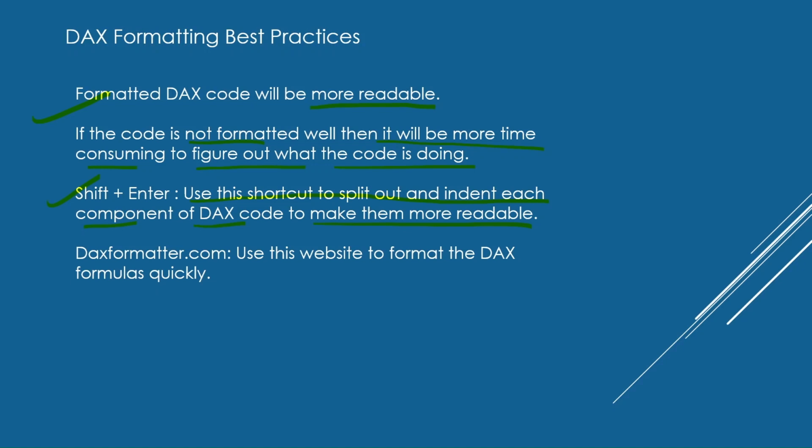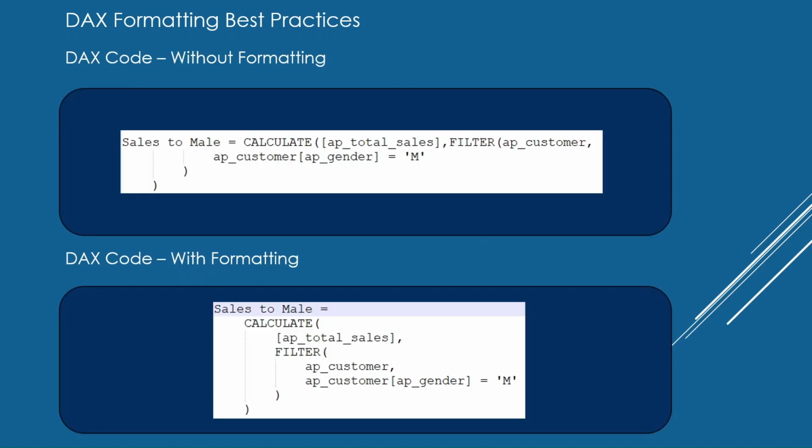formatted DAX code is more readable. If we have an existing DAX query which has thousands of lines, but that DAX is not formatted, then with the help of daxformatter.com we can format that DAX query very quickly. So these are the two DAX codes. This is the unformatted DAX code and this is the formatted DAX code.